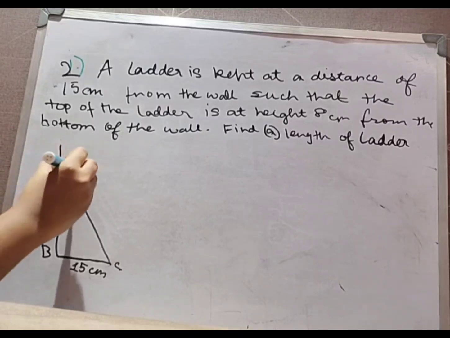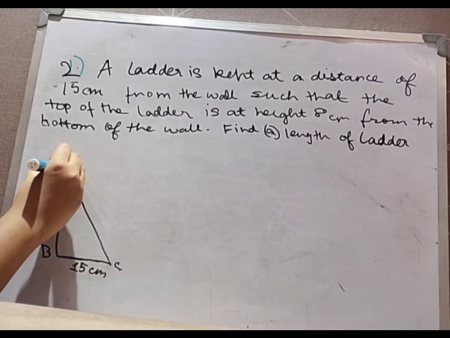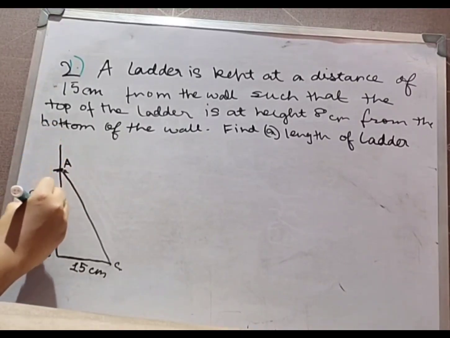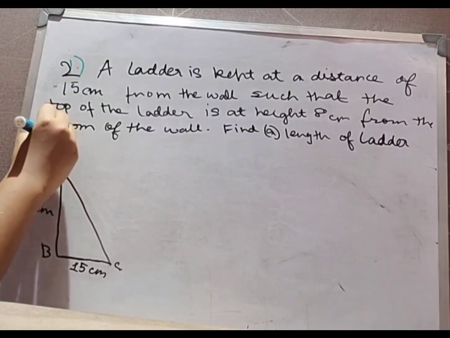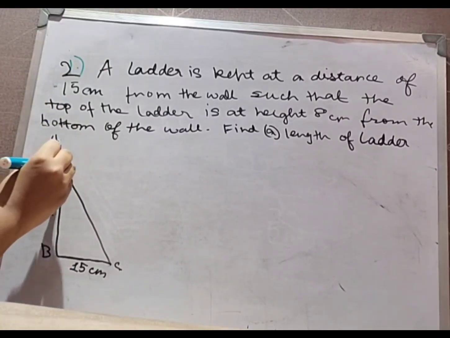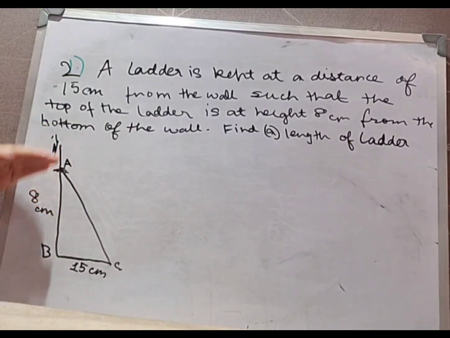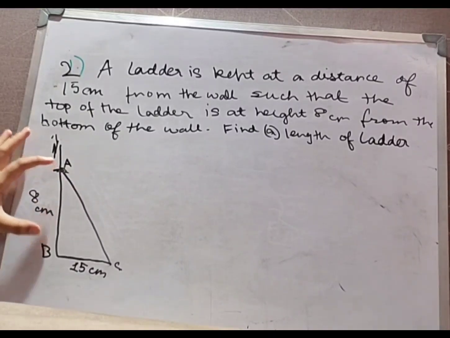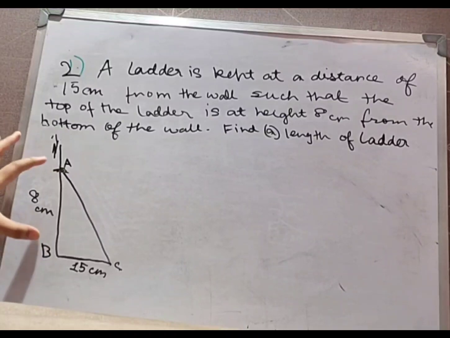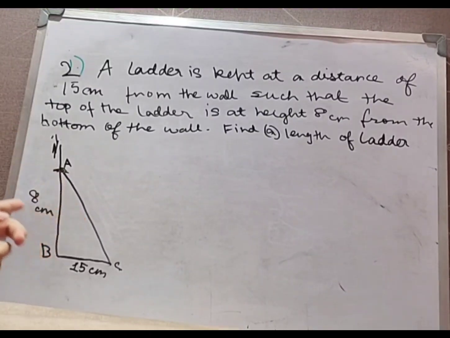But the ladder ends where it's 8 centimeter. So maybe this is also some distance, I don't know about that. But the ladder is against the wall till 8 centimeter. So the height of 8 centimeter of the wall, so 8 centimeter of wall is supporting the ladder. So then we are set to find what is the length of the ladder.